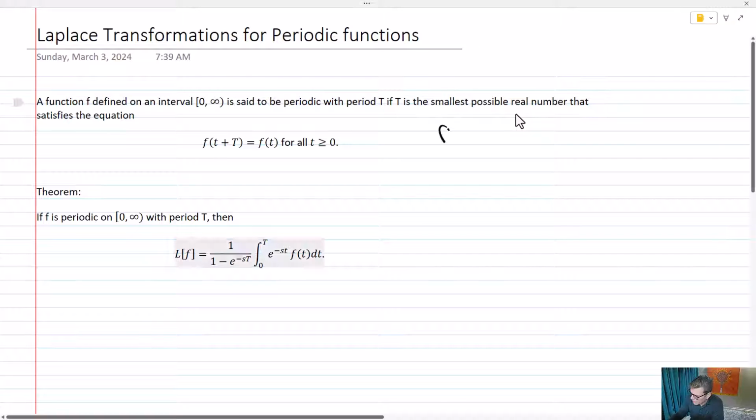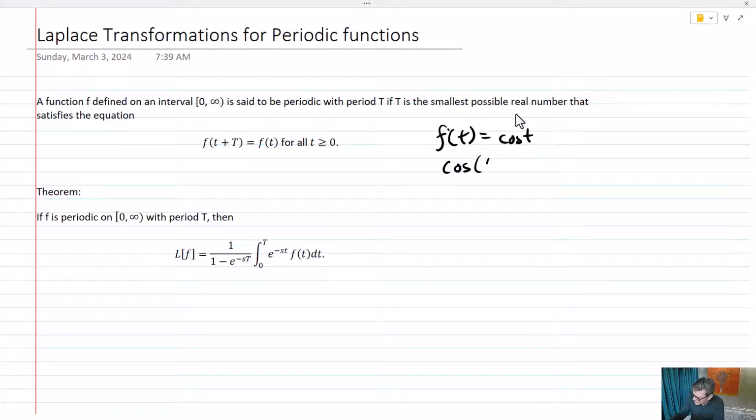So we'll take an example. Let's say, for example, we have f of t is equal to cosine t. Now what we know is that cosine of t plus 2 pi equals cosine of t. And we can, in fact, multiply 2 pi by any integer amount, and we're going to get back whatever cosine t is. So cosine is periodic, and its big T is equal to 2 pi. And we'll look at that one in just a moment.